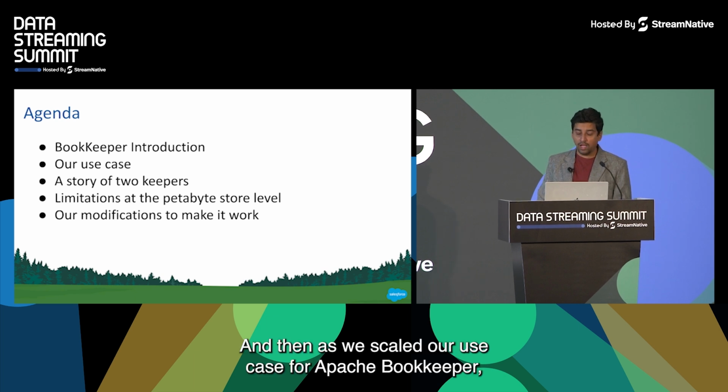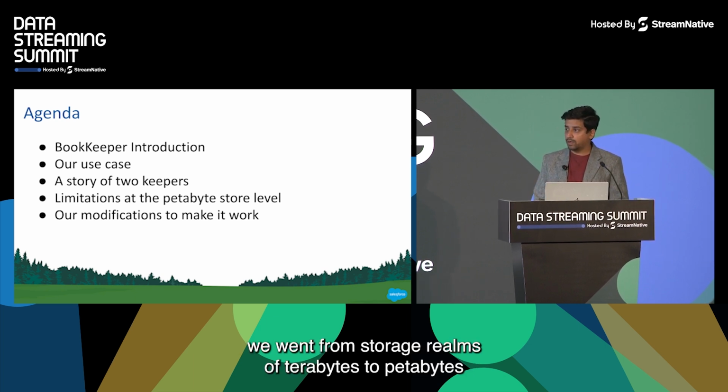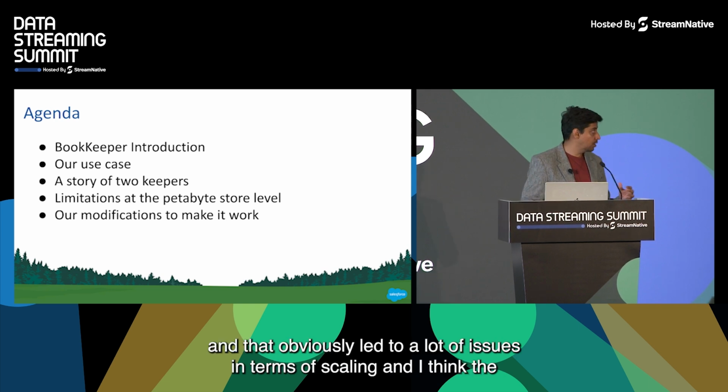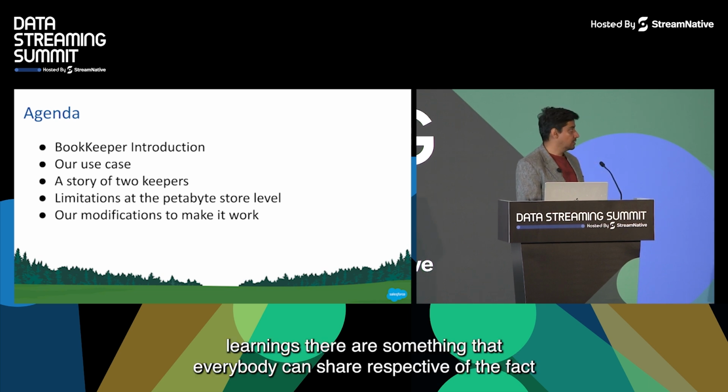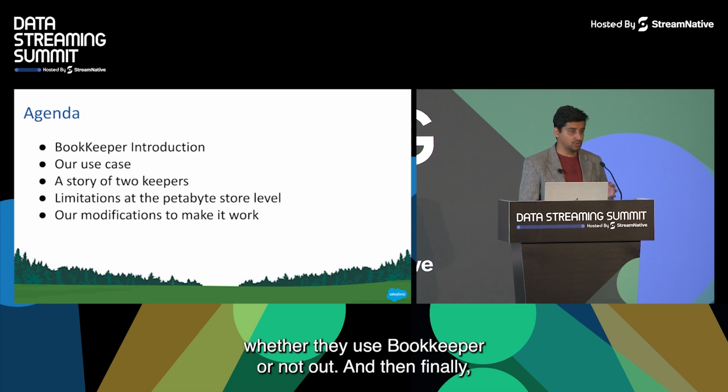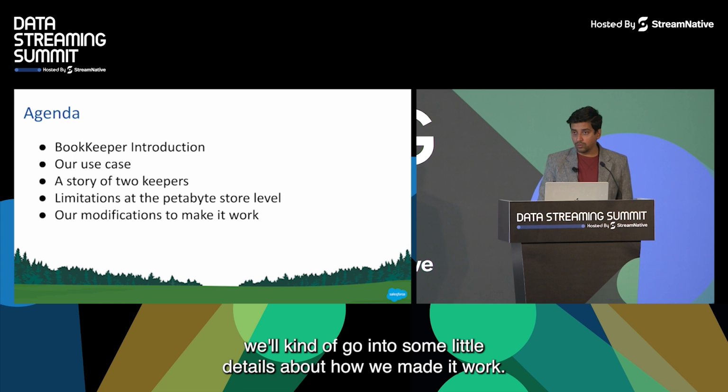And then as we scaled our use case for Apache Bookkeeper, we went from storage realms of terabytes to petabytes. That obviously led to a lot of issues in terms of scaling, and I think the learnings there are something that everybody can share, irrespective of whether they use Bookkeeper or not. And then finally, we'll go into some little details about how we made it work.